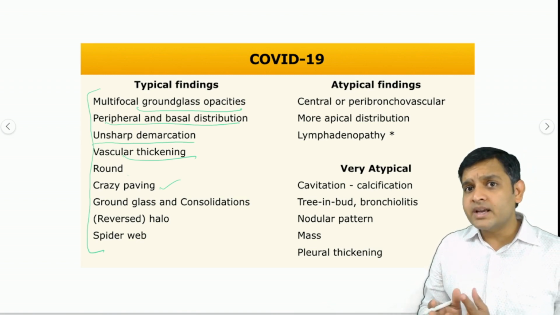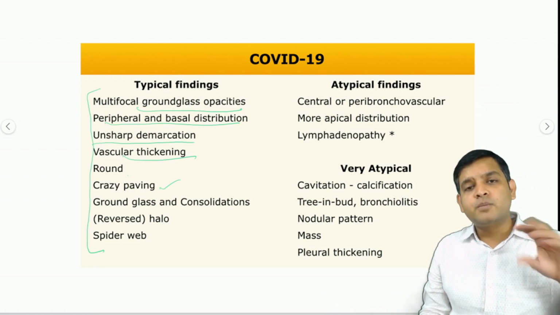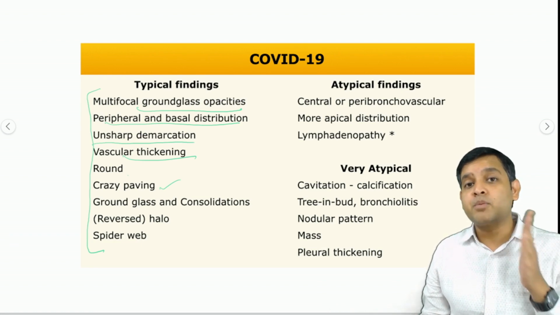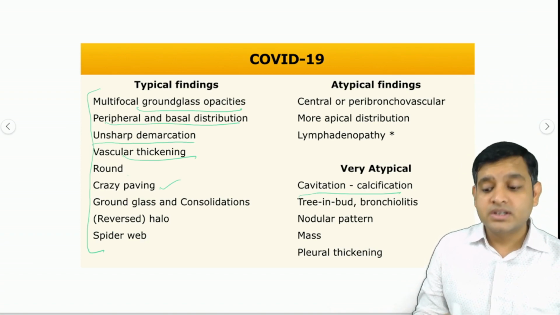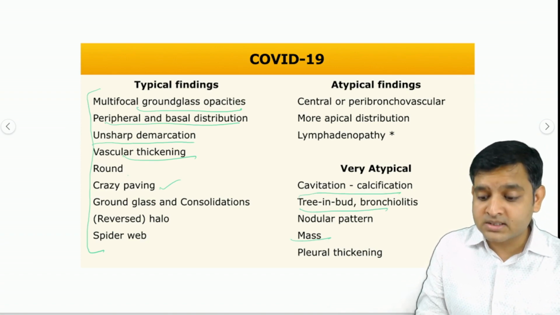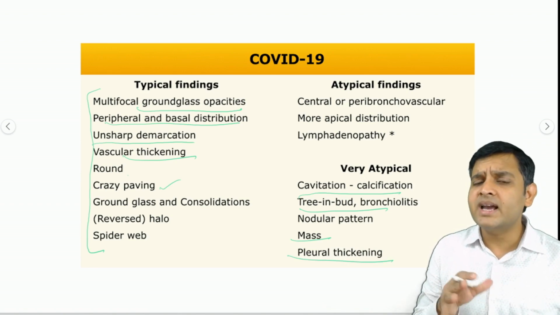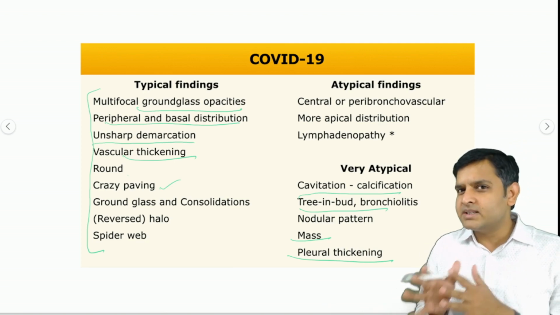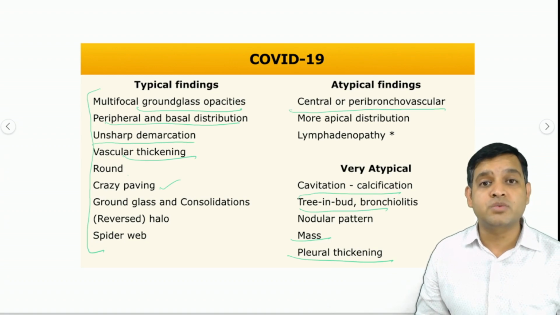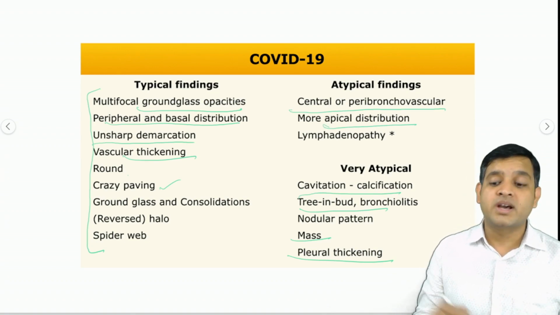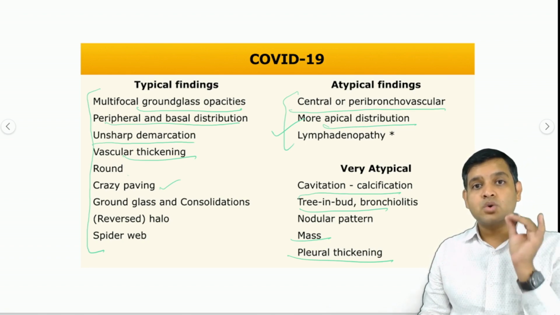Whereas there are certain findings which are considered unlikely. The moment we see these findings, we try to put it as CORAD 2. That means the possibility of COVID is unlikely, which includes cavitations, tree bud pattern, mass, pleural thickening or pleural effusion. Whereas there are certain atypical findings which can be seen or may not be seen, which include central or peribronchovascular distribution, more apical distribution and lymphadenopathy. So please remember, this is CORAD.